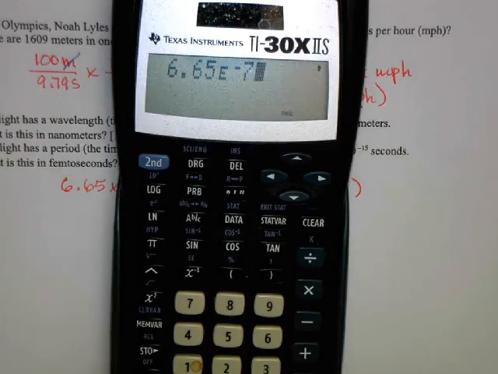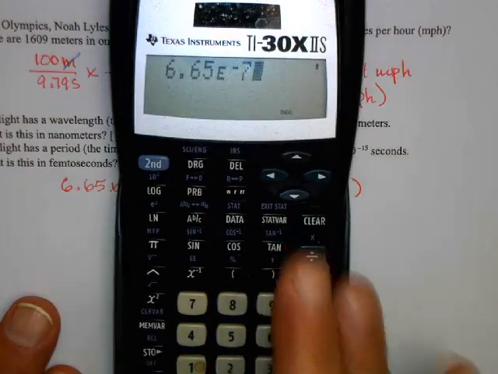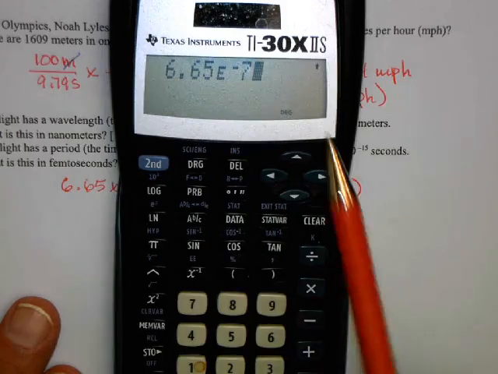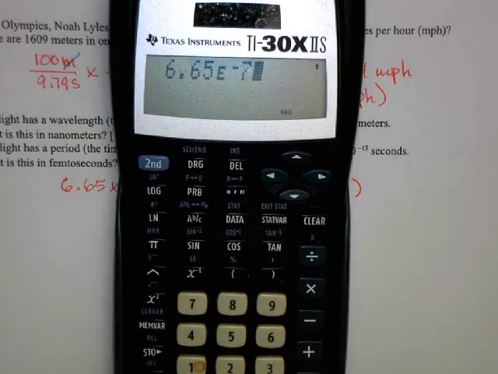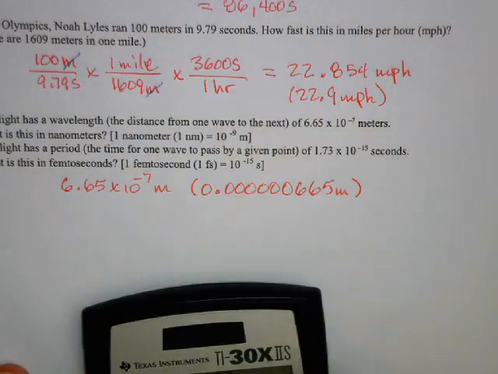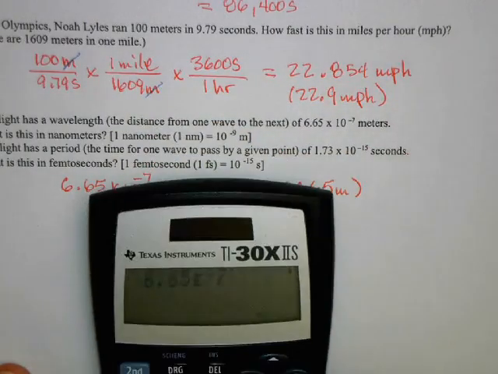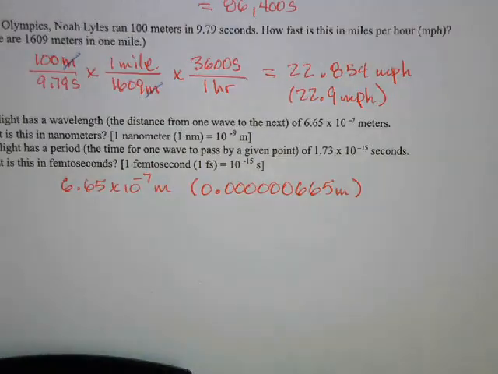There are other calculators, and I really advise you to get your own calculator. There are other calculators in which instead of that e, it'll actually do a little times 10. And then it'll take the -7 and actually put it up a little bit so that it looks a little bit like this does here. So that's doing scientific notation on your calculator.